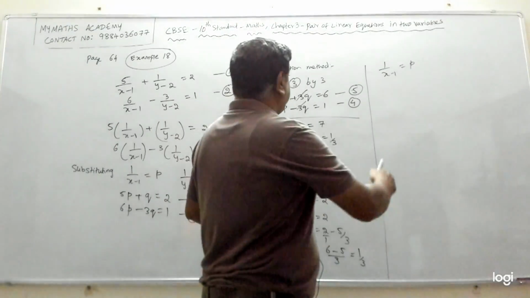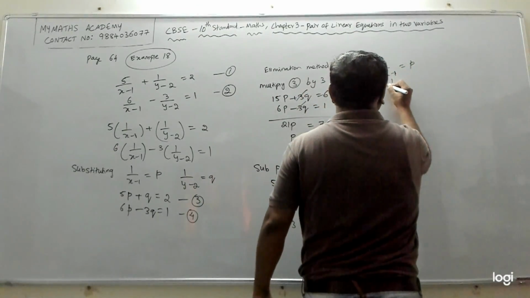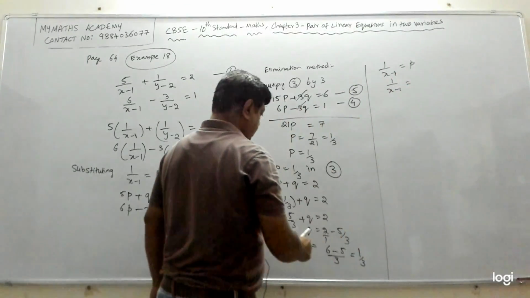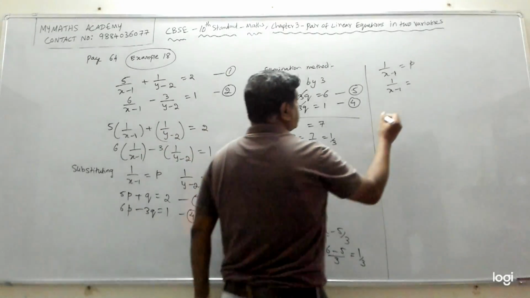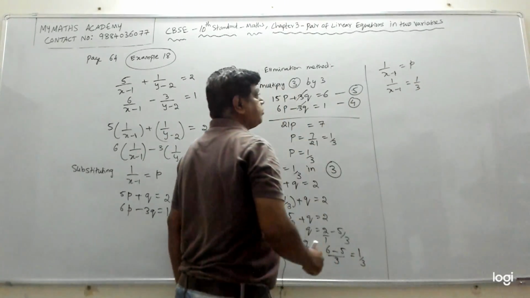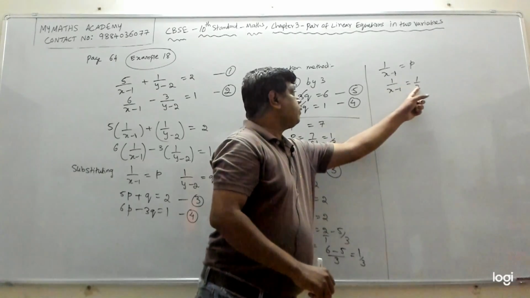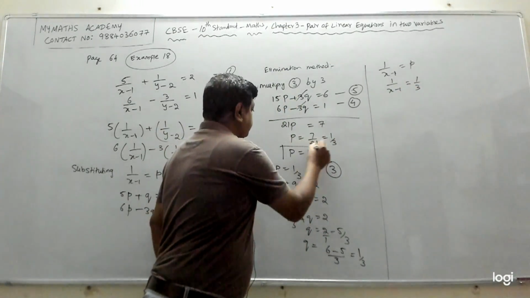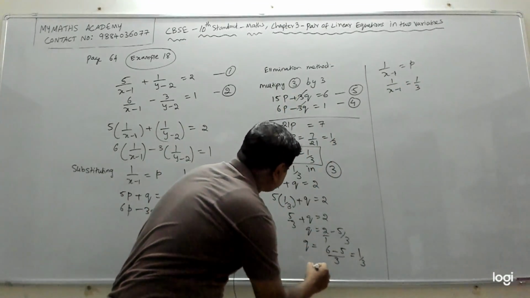Now what is 1 by x minus 1? It is p. So 1 by x minus 1, what is the value of p? p is 1 by 3. Substitute p as 1 by 3 here. Instead of p, I am putting 1 by 3 because p is 1 by 3 here. And q is also 1 by 3.